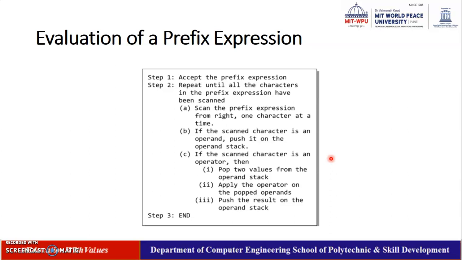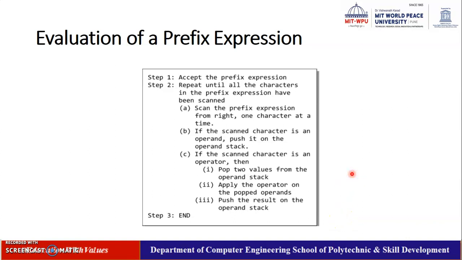So if a scanned character is an operator, you pop two values from the operand stack, apply the operator on the popped operands, and push the result again on the operand stack. You perform this activity till your expression is finished. This is the simple algorithm. I hope you have understood. Now we'll see one example of how to evaluate a prefix expression.